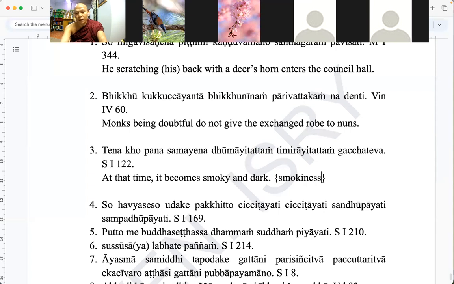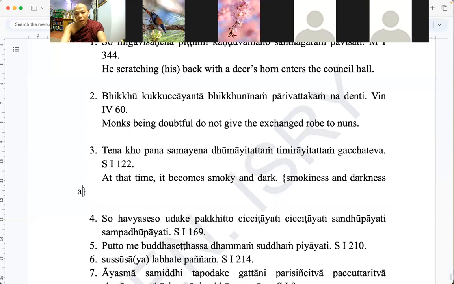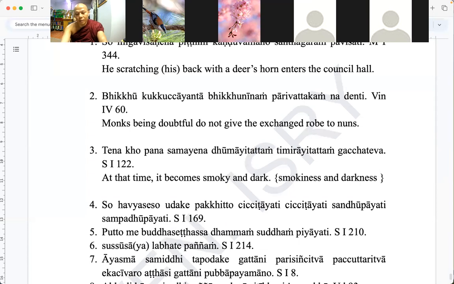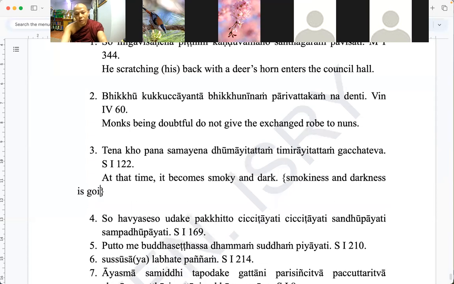So smokiness and darkness, or maybe they are uncountable, so it is going on in this way. Yes, thanks, Bhante. I got it. Okay.